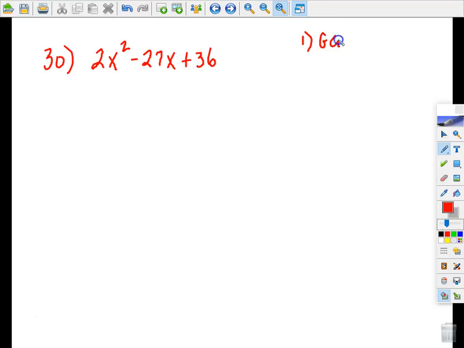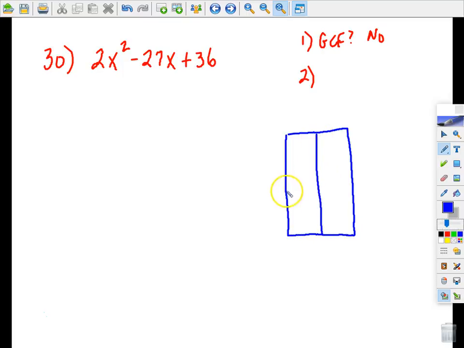I'm looking for GCF first, and don't see one. Now, since A is greater than 1, I'm going to use the box method. Again, do not use the box method unless A is greater than 1. It's going to take more time than is necessary. Okay, so let's walk through the box method again. First term, last term. Step 2, multiply those together.